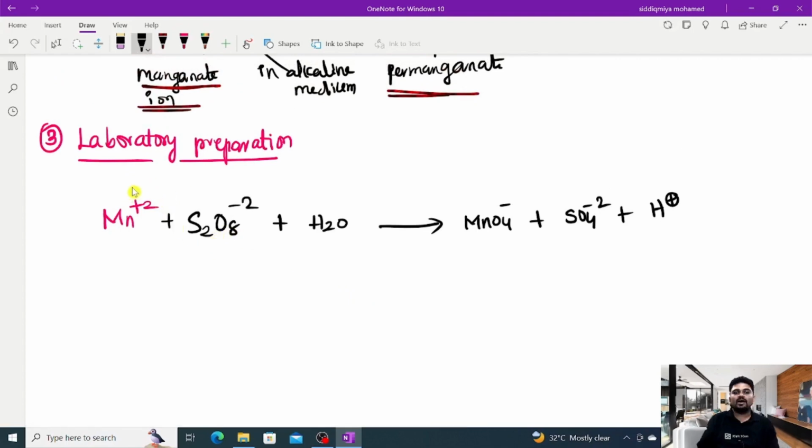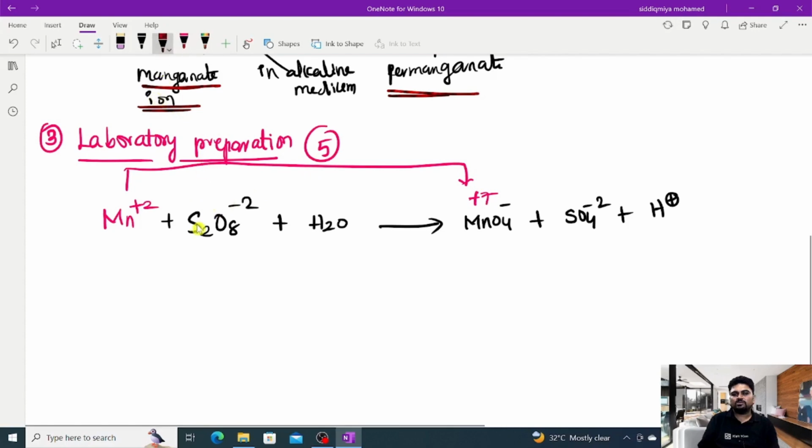So how to balance here? The manganese goes from Mn plus 2 to Mn plus 7, where the oxidation state of manganese is plus 7. So the change is 5. You can cross multiply, so you will get 5 S2O8 2- and here 2. Balance manganese first, 2 manganese, so 5 S2O8 gives 10 sulfur, which you can write.